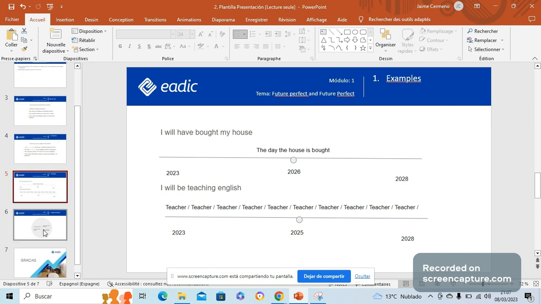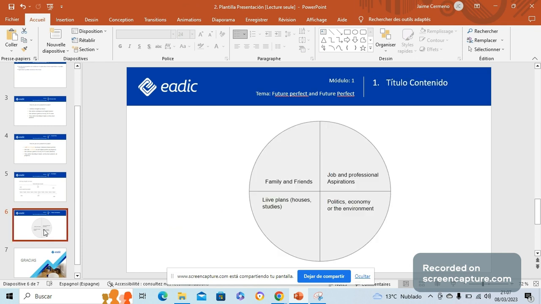Right, guys, I want you to work a little bit. This is going to be homework and it's going to be quite easy. Here we have different categories: family and friends, job and professions, aspirations, life plans, houses, studies, politics, economics, or the environment. I want you to create 3 sentences for each of these categories using these beautiful structures to speak about your professional life and your life expectations.